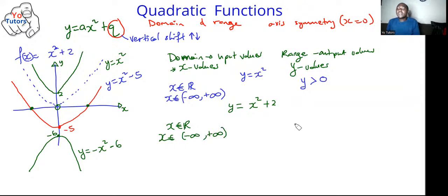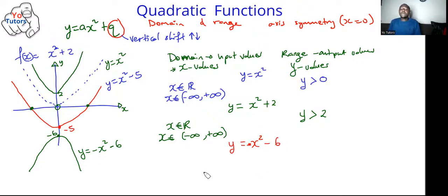Now, what about the range? In this case, it's occupying values from 2 going upwards. So y greater than 2 becomes our range for this kind of graph. What about this one that is facing down, that is not smiling, that is sad? Let's look at it and see what we get. So here, y is going to be equal to negative x squared minus 6.